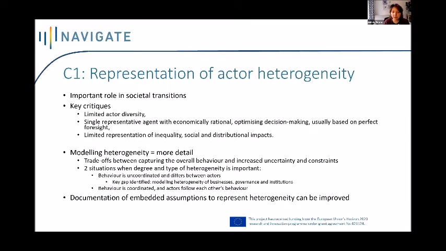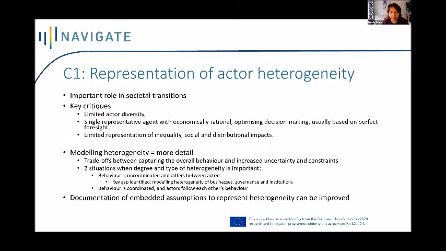The first one of them relates to actor heterogeneity, which is key to societal transitions. Integrated assessment models are critiqued for including a limited actor diversity, for example, aggregated consumers and producers in CGE type IAMs versus a fully informed social planner implementing policies in optimization models, usually based on perfect foresight. Also, limited representation of inequality, social and distributional impacts.